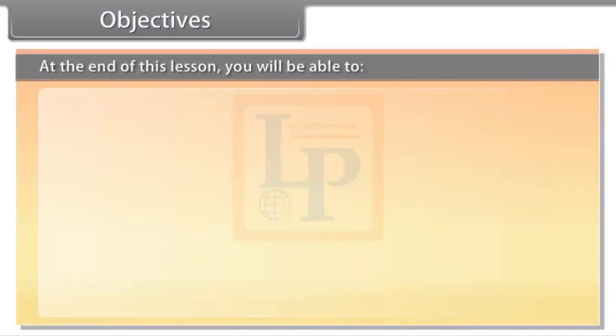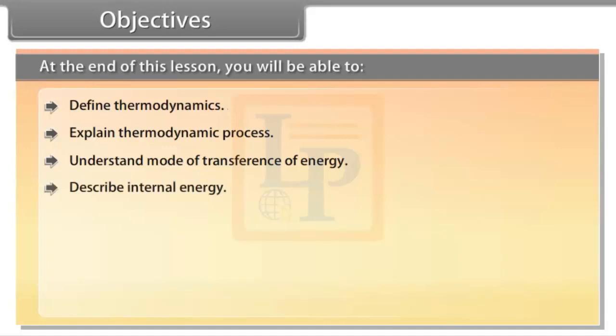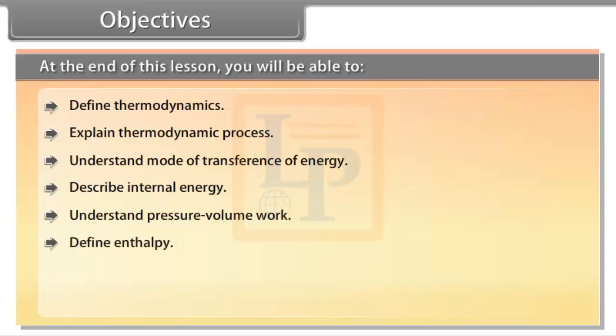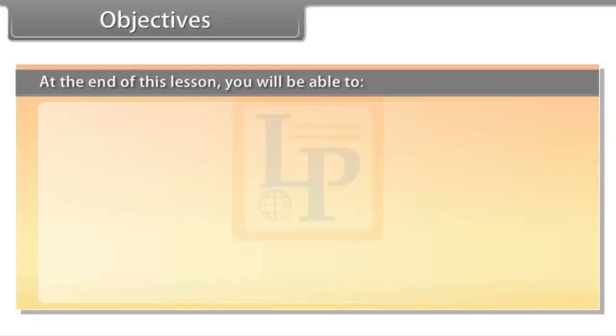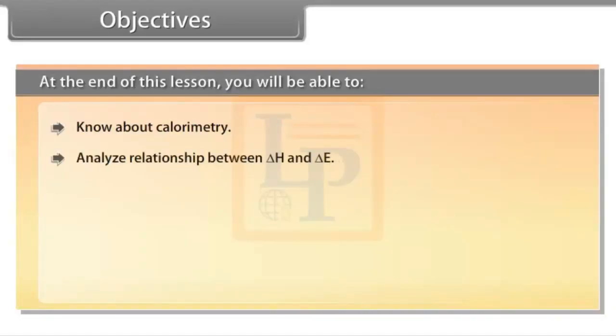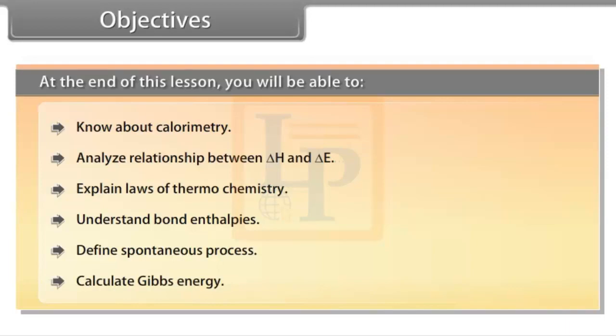Objectives. At the end of this lesson you'll be able to define thermodynamics, explain thermodynamic process, understand mode of transference of energy, describe internal energy, understand pressure-volume work, define enthalpy, differentiate extensive and intensive properties, calculate heat capacity, know about calorimetry, analyze relationship between delta H and delta E, explain laws of thermochemistry, understand bond enthalpies, define spontaneous process, calculate Gibbs energy.